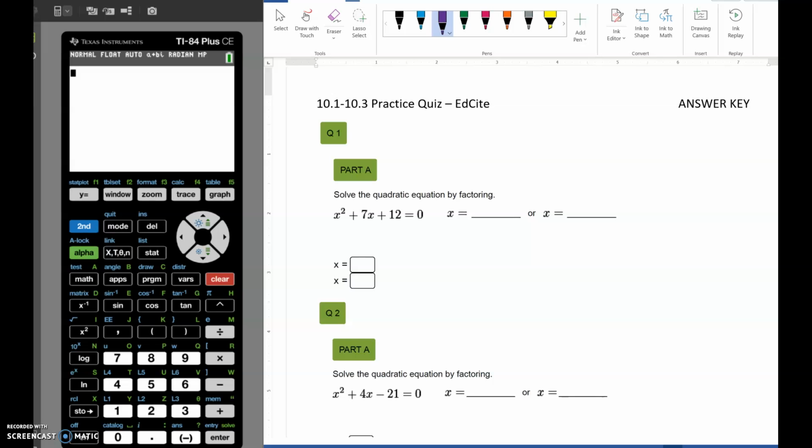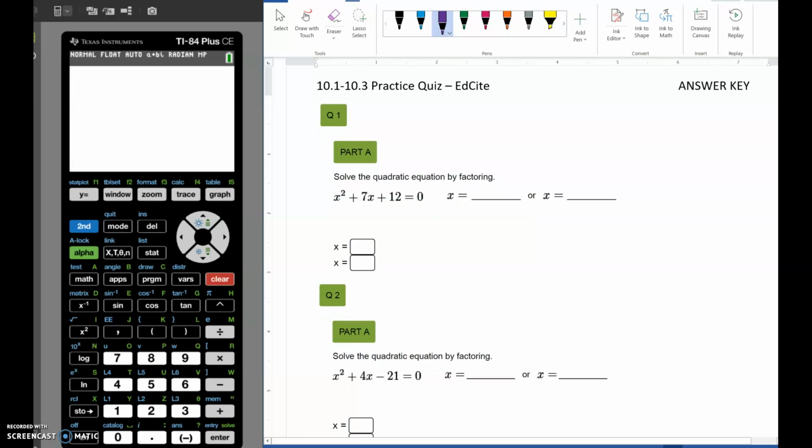This video is going to go through the practice quiz that you have on EdSite. Let's start with question 1. On question 1, it's asking you to solve by factoring. That means that you need to get this to look like 2 parentheses equals 0. So it's going to be x something equals 0.